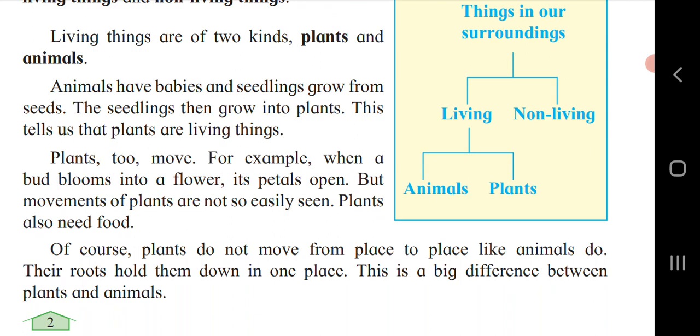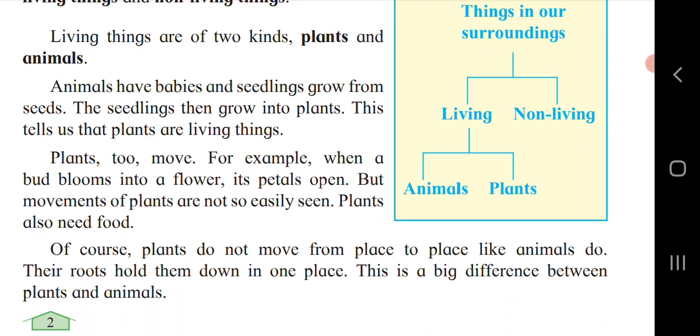From this concept, what we come to know is that plants grow. A seed is converted into a plant. A baby is converted into a human being, or an animal baby is converted into a big animal. But a stone is not converted into a small or big one.